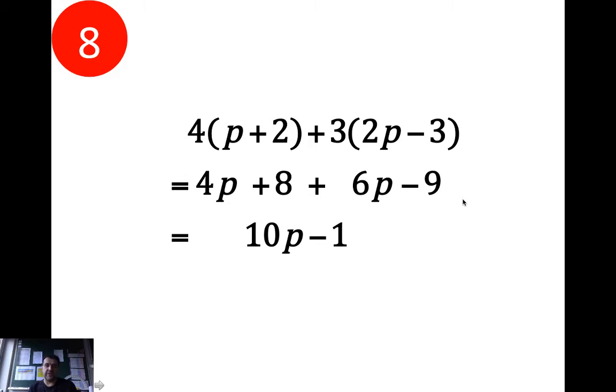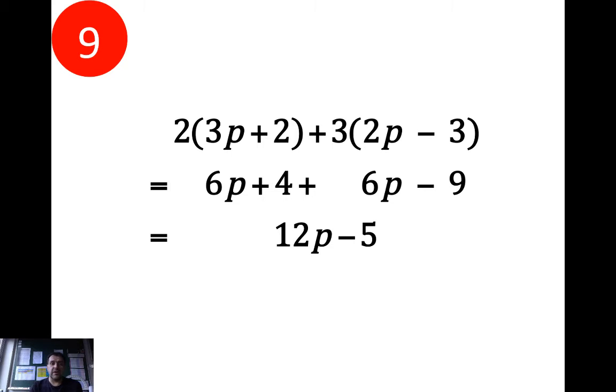Now we've got some terms there that are of the same type, and we can gather those all together into single terms to simplify the whole thing. So for example, we've got 4p's here and 6p's here. They can go together to make 10p, and then we've got 8 here and minus 9 here, so they can go together to make minus 1. So terms of the same type can be collected and simplified. Final answer, 10p minus 1.